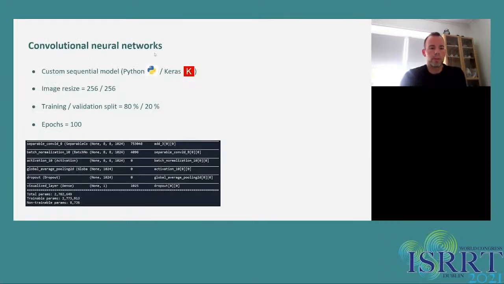For the convolutional neural networks, we used custom sequential models. These are simple neural networks. We used Python as the programming language and then Keras as the API. Before feeding the images into the neural networks, we resized each image into a matrix of 256 by 256. Then we divided the dataset into a training and validation split of 80% and 20%, meaning we trained the neural network on 80% of the data and then evaluated on 20% of the data. Then we used 100 epochs, meaning that each dataset went through the neural network 100 times.